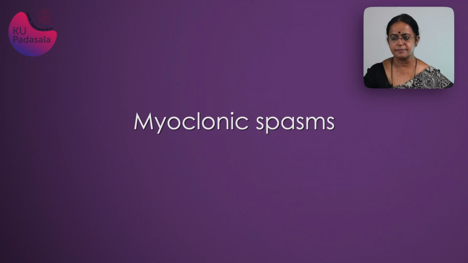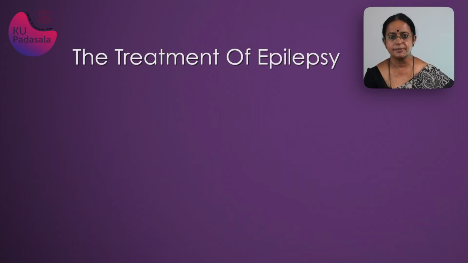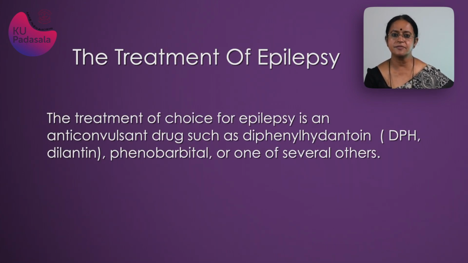Myoclonic spasms are massive seizures that basically consist of a sudden flexion or extension of the body and often begin with a cry. Now we'll move on to the treatment of epilepsy. The treatment of choice for epilepsy is an anticonvulsant drug such as diphenylhydantoin or DPH, Dilantin being its commercial name, phenobarbital, or one of several others.